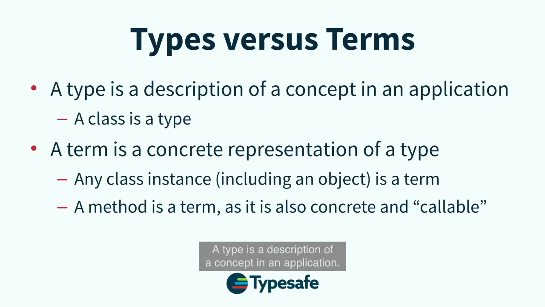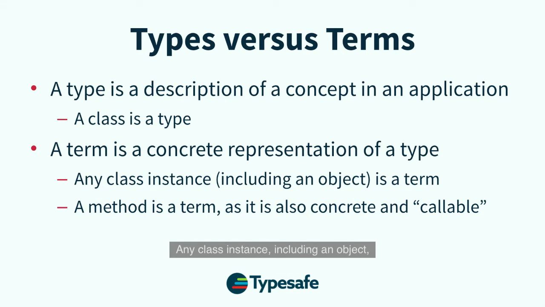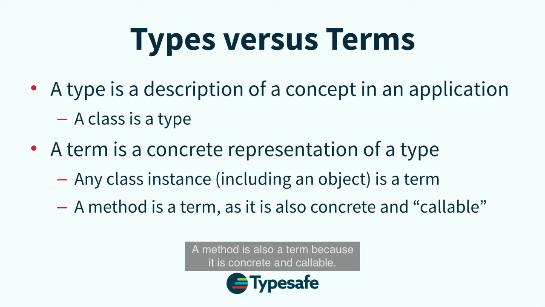A type is a description of a concept in an application. For example, a class is a type. A term is a concrete representation of a type. Any class instance, including an object, is itself a term. A method is also a term because it is concrete and callable.